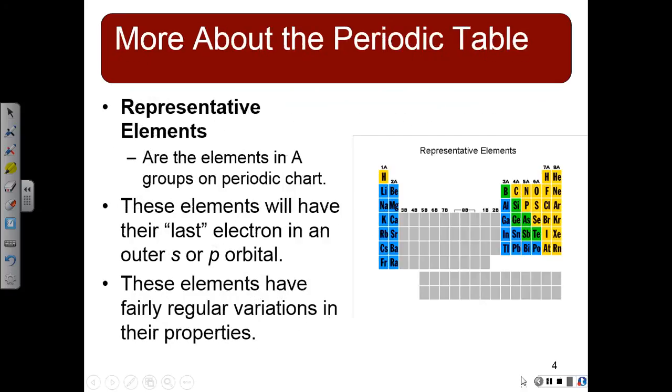We've already mentioned this as well, so we're a little ahead of the game here, but our representative elements are the ones that follow the trends more closely. These are the ones we're going to look at the most. These all have their last electron in the s or in the p. So here's 1, 2, and we skip over our transition metals, 3, 4, 5, 6, 7, 8. So there's 8 groups that we consider representative elements. They have fairly regular variations in their properties, and like I said, they follow trends more ideally than our transition metals.